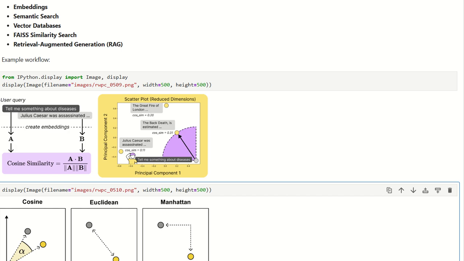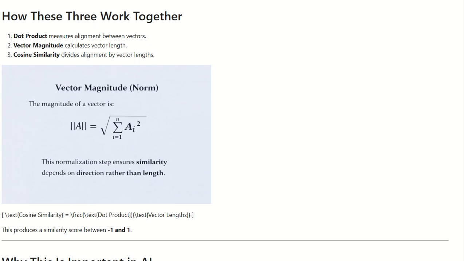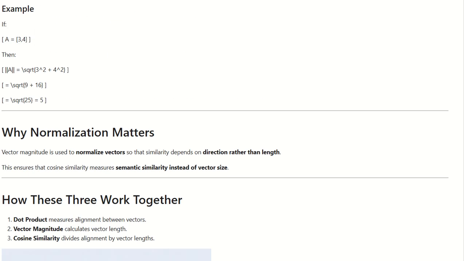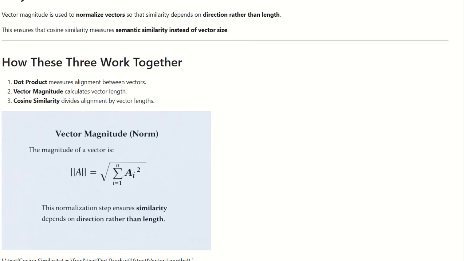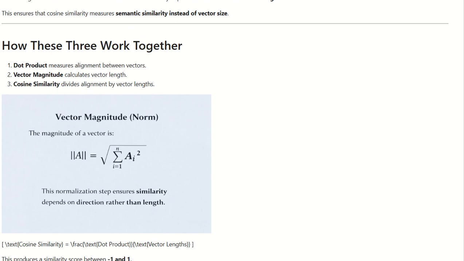Now going to the next step. We discussed this already. Now how are we combining this? The dot product measures the alignment between vectors, and vector magnitude calculates the vector length, and cosine similarity finally divides the alignment by the vector length. So this is the final formula.